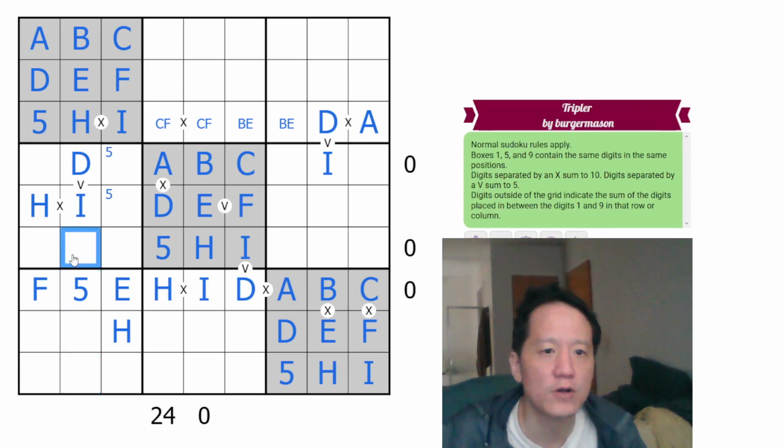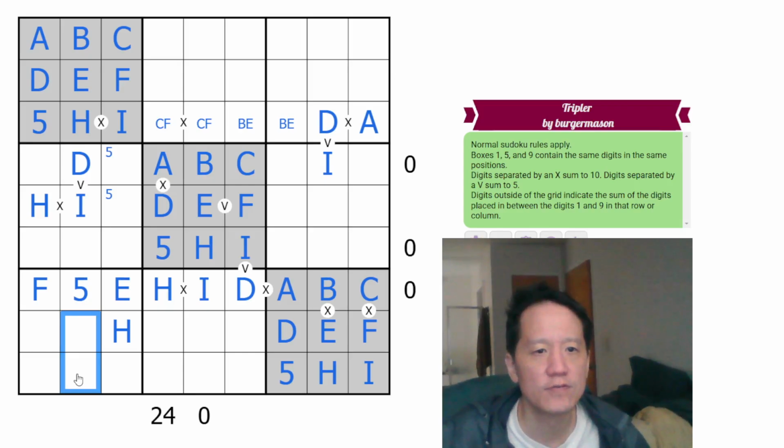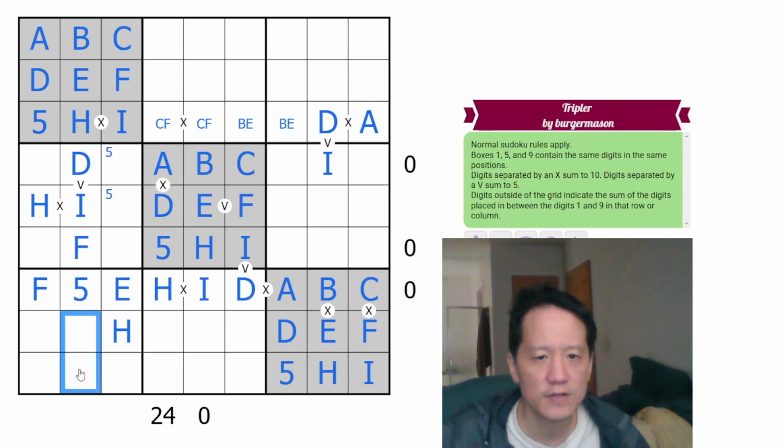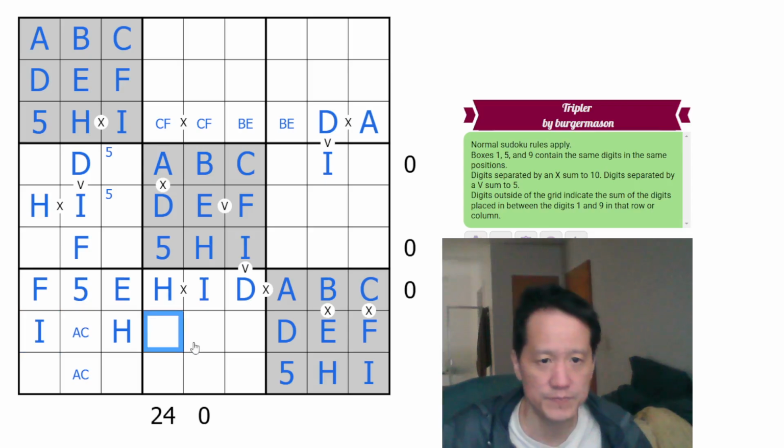Remaining digits here are A, E, and F, but this can't be E and F. Oh, wait, no. A, F, and C. But F cannot be here because of this F, therefore this must be an F. This has to be C and A. We have 3 remaining ones, and these can't be I, so this must be an I here. And the remaining digits are B and D. Well, this can't be D because of that D, so this is B, this is D.